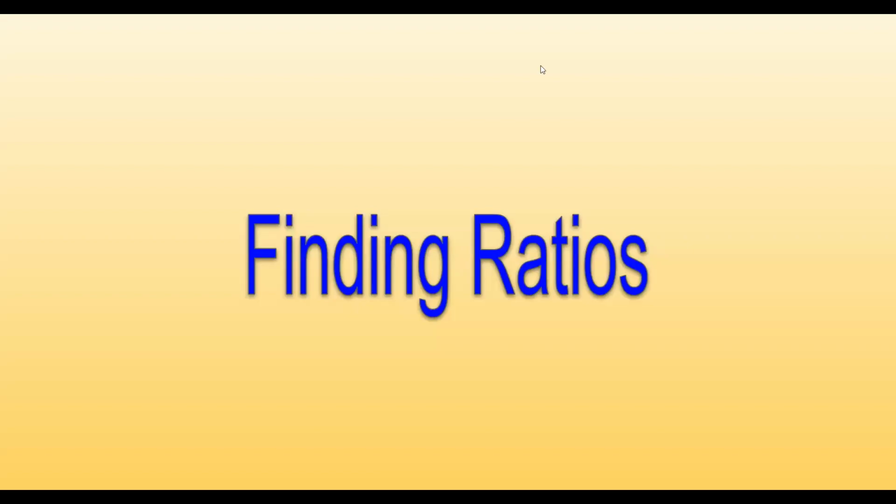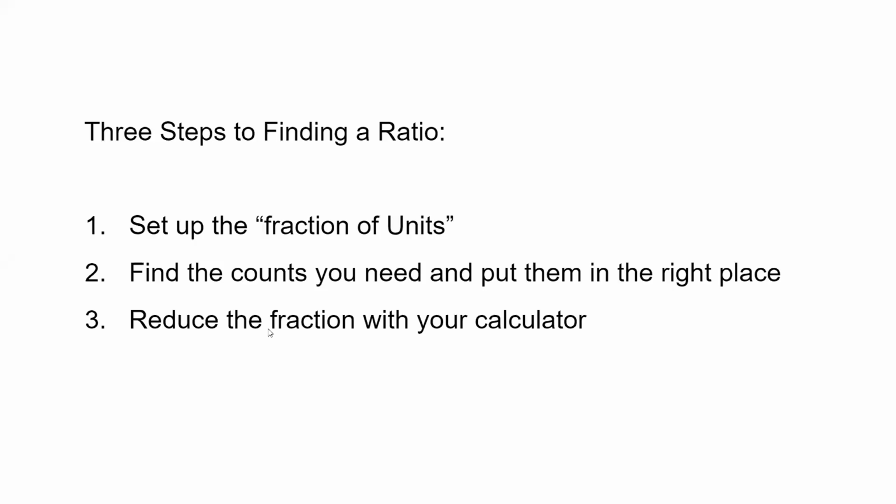In this video, we're going to talk about finding ratios from word problems. There's 3 steps to finding a ratio from a word problem. The first is what I call setting up the fraction of units. We're going to set up our ratio like a fraction, but we want to make sure we put the right thing on the top and the right thing on the bottom. So we'll set up this fraction of units. That will make more sense when we go through the example.